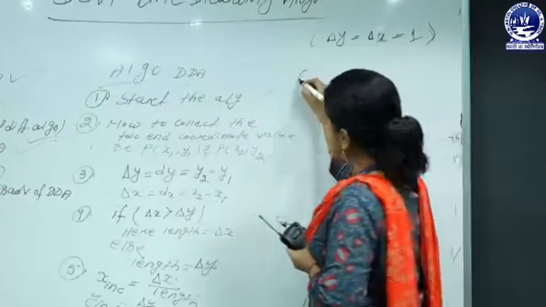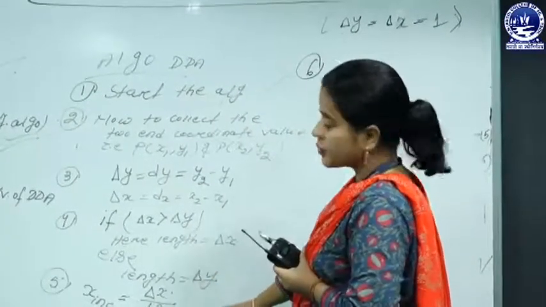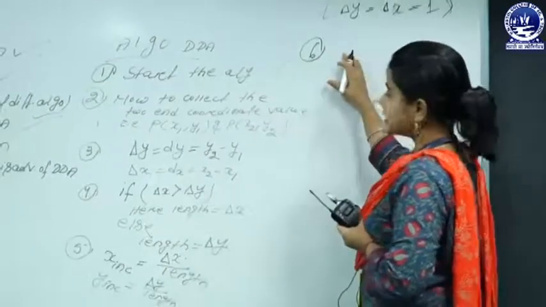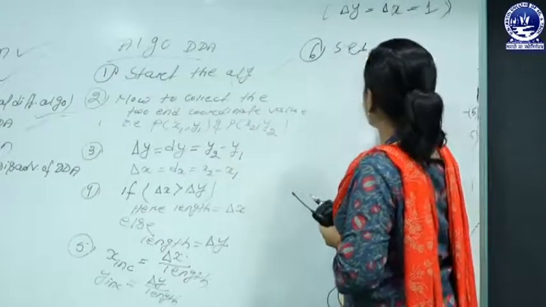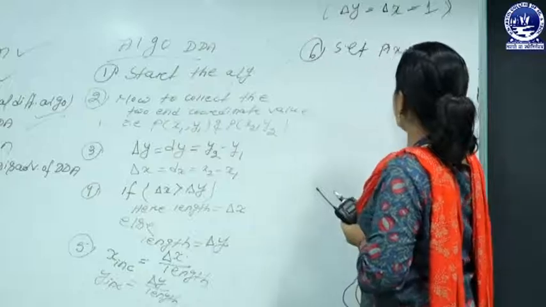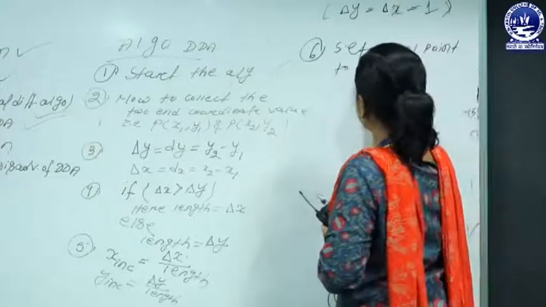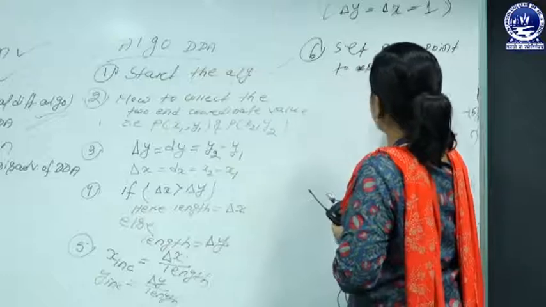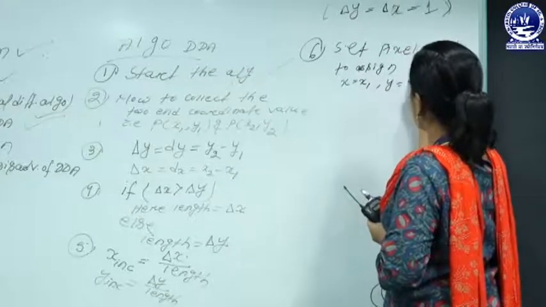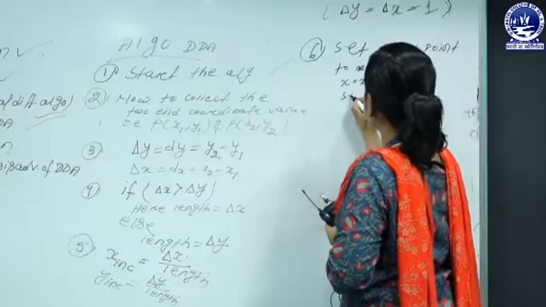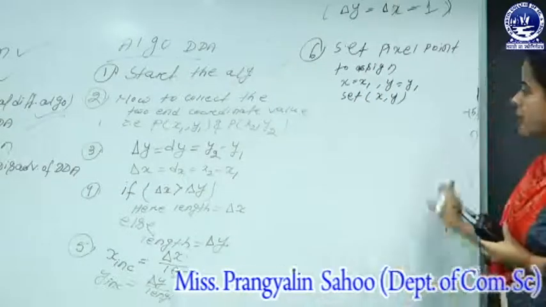Now go to the next statements. After the x incremental value is calculated, now to set the first pixel point, we assign x equal to x1 and y equal to y1. So now we set that x, y coordinate, the first plotting value.